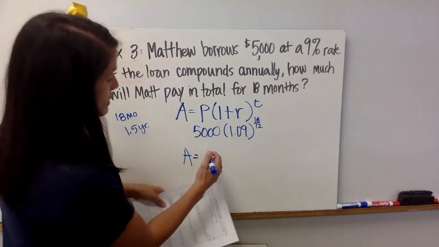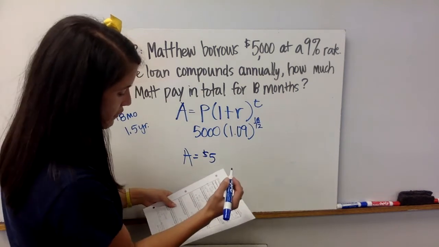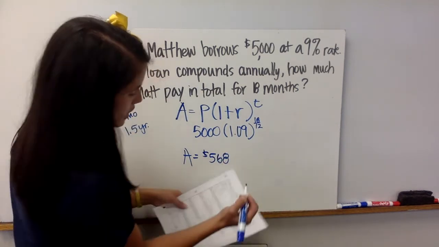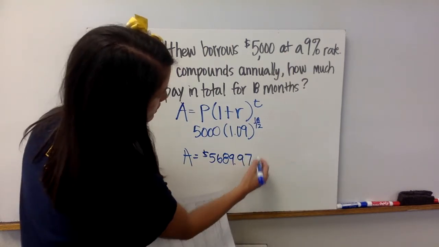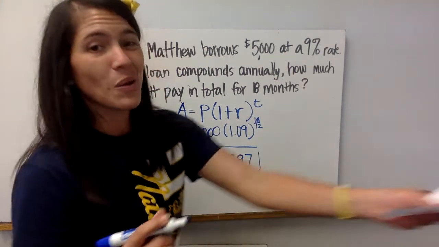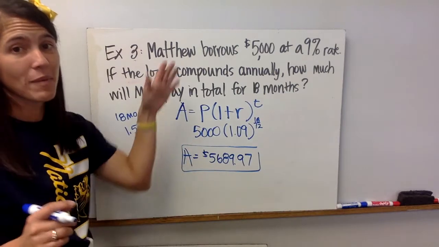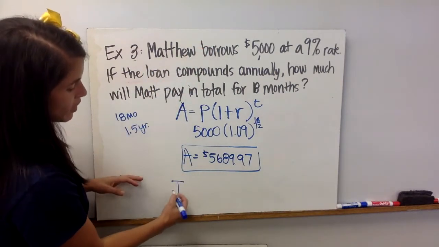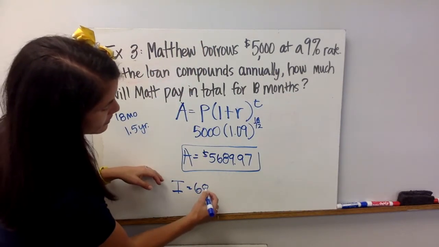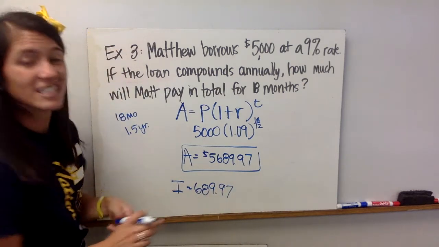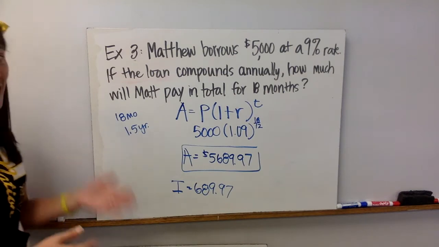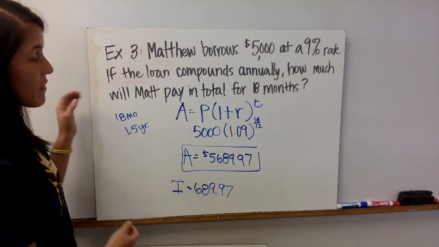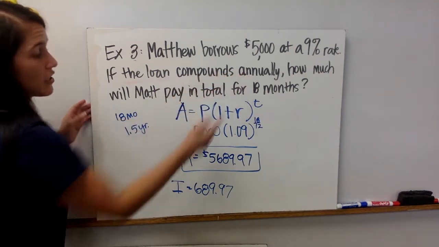But after 18 months, Matthew is going to have to pay back $5,689.97. So in a year and a half, he had to pay back his $5,000, but he also had to pay back an extra $689.97 in interest in 1.5 years. So that's a lot of interest being paid back, and it's compounded annually.